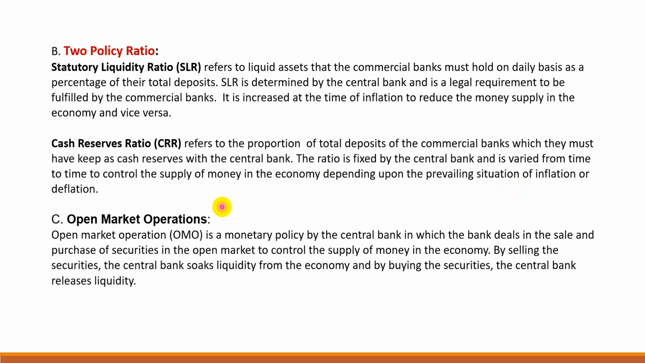Open market operation, OMO, is a monetary policy by the central bank in which the bank deals in the sale and purchase of securities in the open market to control the money supply. By selling the securities, the central bank soaks liquidity from the economy, and by buying the securities, the central bank releases liquidity.